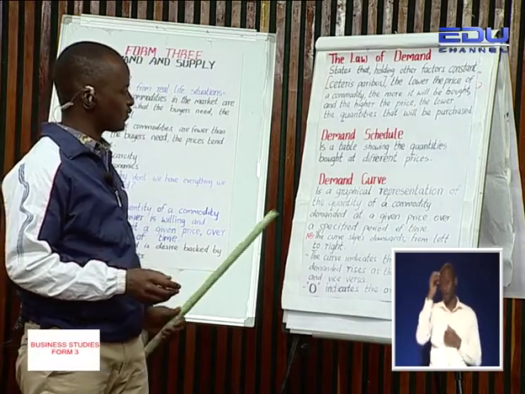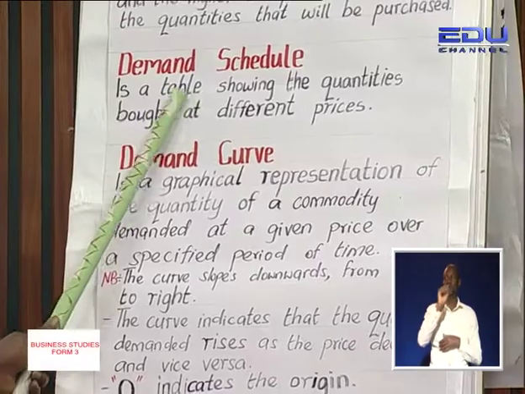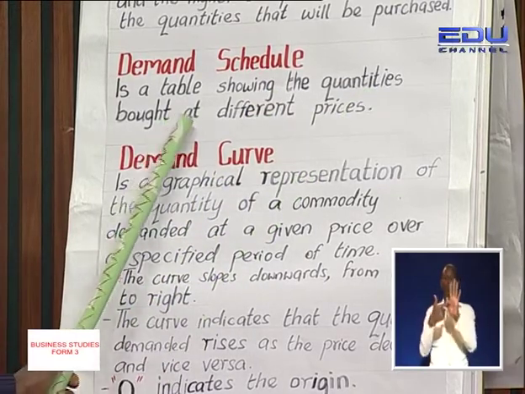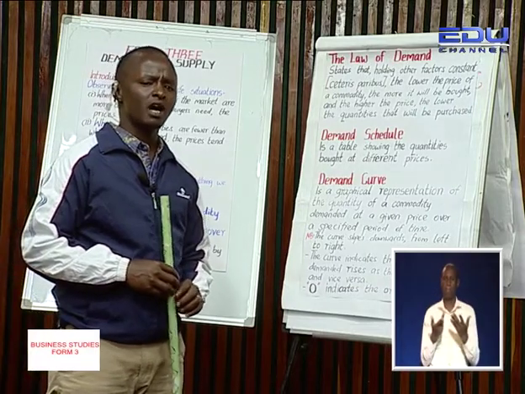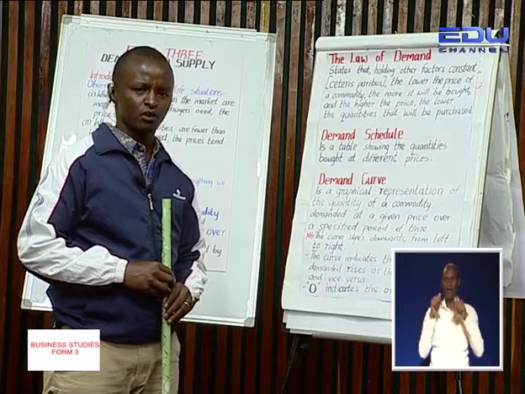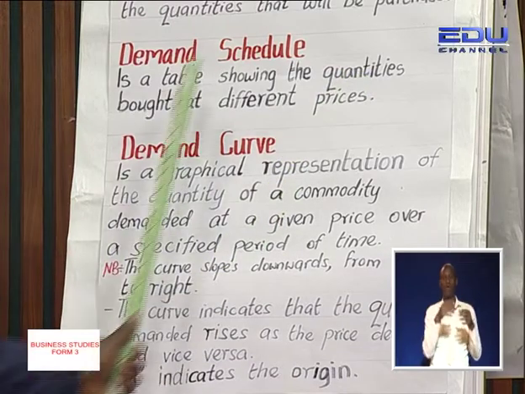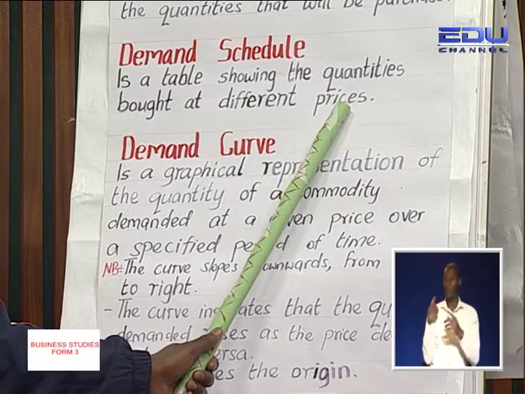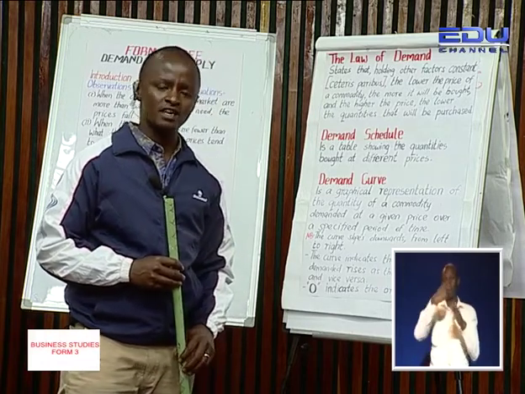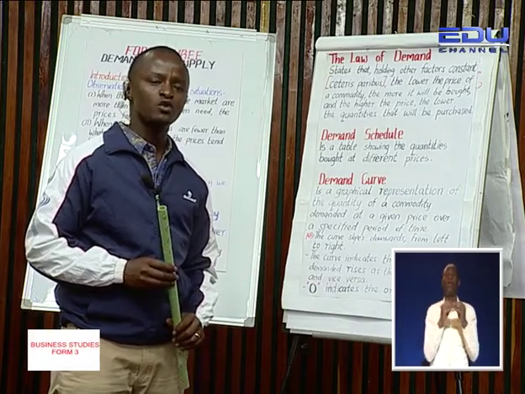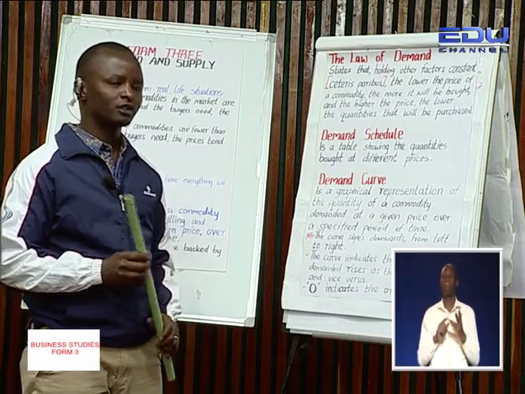We have another concept which we call a demand schedule. A demand schedule is a table showing the quantities bought at different prices over a given period of time. Now, I want us to understand a demand schedule more clearly. We are saying it is a table which is giving us two variables. One is quantities bought, and two, different prices. So a demand schedule will give us different prices of a given commodity and the quantities which consumers bought at those specific different prices. We are going to look at an example shortly after.